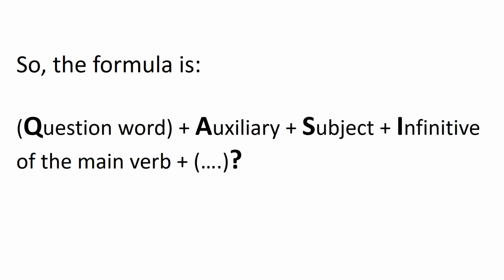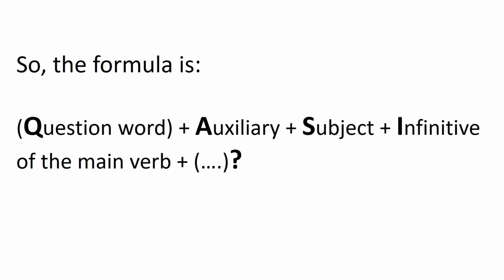And the formula is, okay, question word, and question word here is between brackets, because question word may not exist in yes/no questions. I mean, when the questions are yes/no questions, then there's no question word. So question word may not exist in some questions, and when that happens, the first word in the question is the auxiliary, the auxiliary verb do or does. Okay, in the present simple we use do and does, just like we just said.